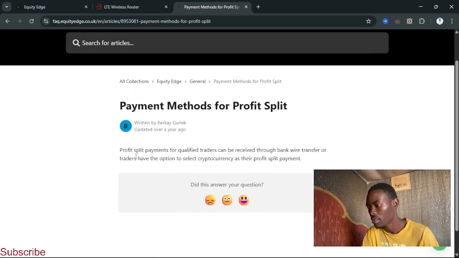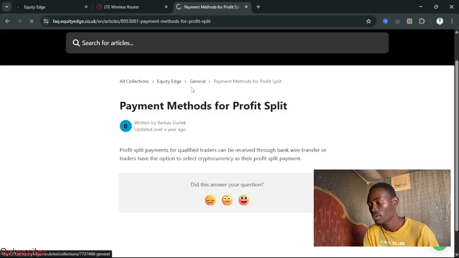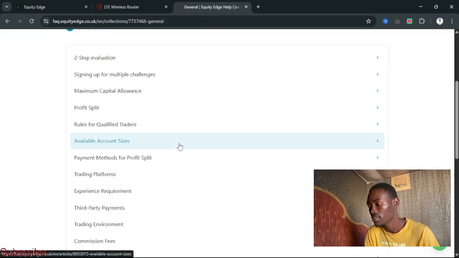Payment methods. Qualified traders can be paid through bank wire transfer. Once you get your profits, you can withdraw through wire transfer, where you just give them your bank details, and then you receive your money straight to your bank. Or you can choose cryptocurrency. Maybe you want to withdraw to your Binance account, Bybit, whatever crypto platform that you use, the money will come straight to your wallet.